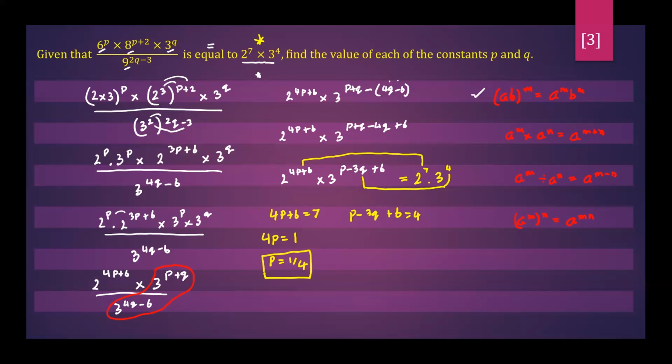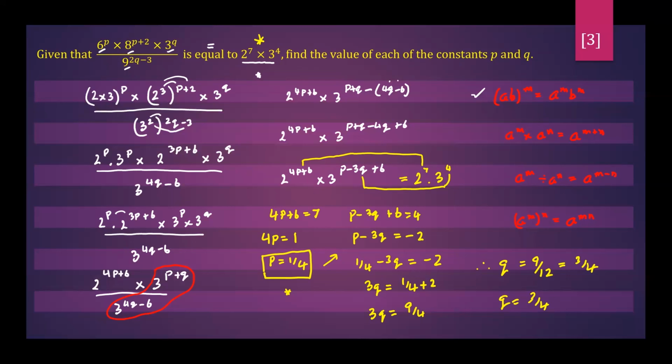That's our first answer. In the second equation, again, we'll rearrange. We have P minus 3Q equals 4 minus 6, which is -2. And we are given P equals 1/4. So we'll substitute that into this equation here. So we'll have 1/4 minus 3Q equals -2. By rearrangement, 3Q will be equal to 1/4 plus 2. We'll have 3Q equals 9/4 when we add those two numbers. Therefore, Q will be equal to 9/12. And by simplification, we'll have 3/4. So Q is equal to 3/4.